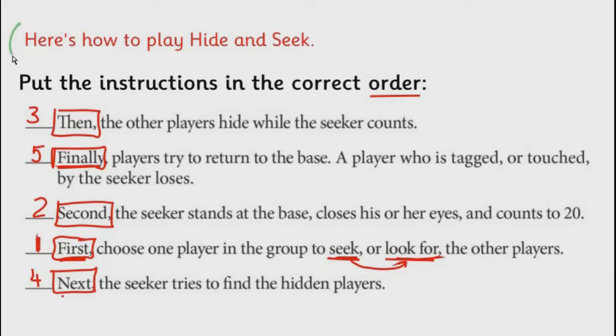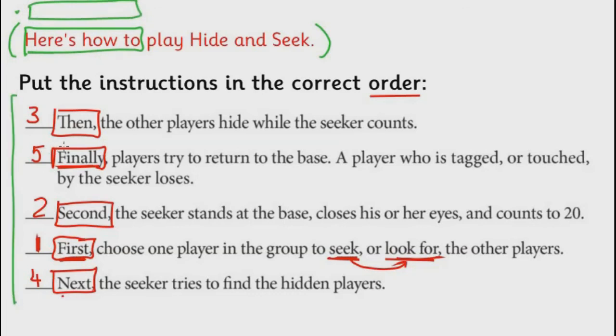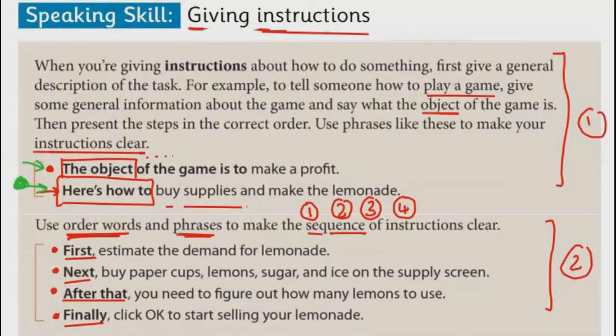So we have our general sentence at the beginning, our general information using this phrase, here is how to, or the object is. We can use this phrase also, the object is. And then we have our clear instructions using the order phrases or order words. That's the skill, and if you follow these steps, if you follow this method of giving instructions, your instructions will be very clear and easy to understand.